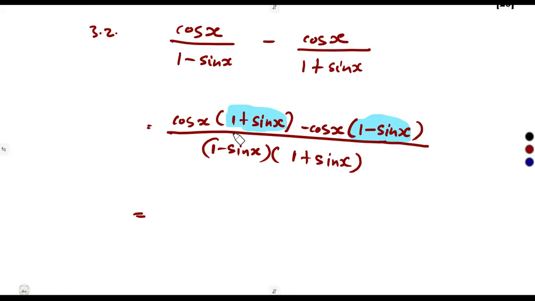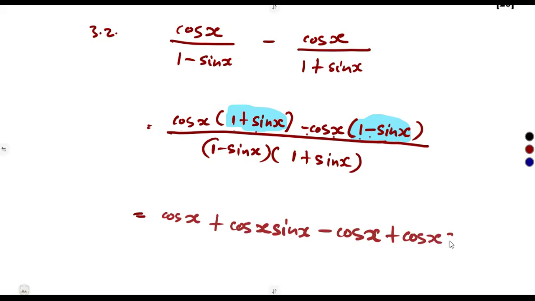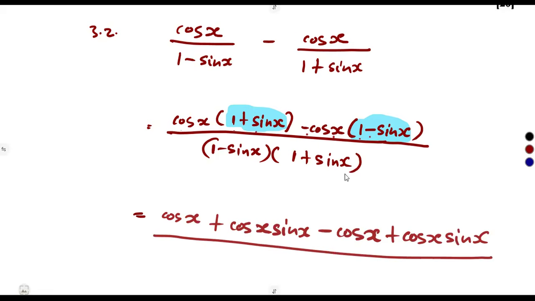So that was going to be cos times 1. That's the cos of x, cos times sine. That was going to be positive cos of x, the sine of x, minus cos x times 1, that's minus cos of x, minus cos x and minus sine, that's plus. So that's plus cos of x, the sine of x like this. Everything over our denominator, 1 minus the sine of x into 1 plus the sine of x.